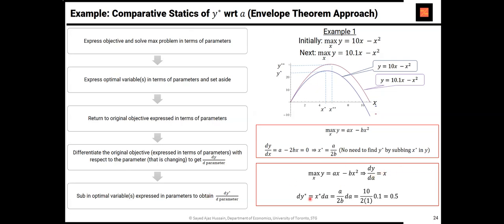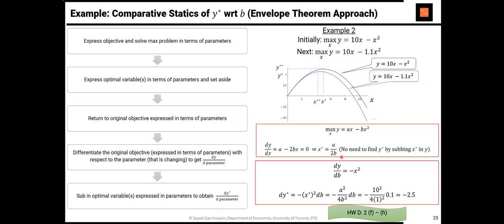And when I cross multiply, the total change in y star is going to be equal to x star times the change in a. Well, what was x star? A over 2b multiplied by change in a. And when you do the numbers, you get the exact same answer that you got by the value function approach. It's the exact same answer numerically.